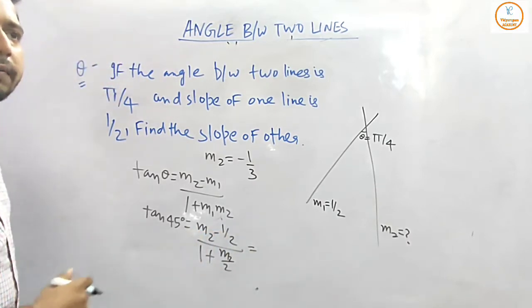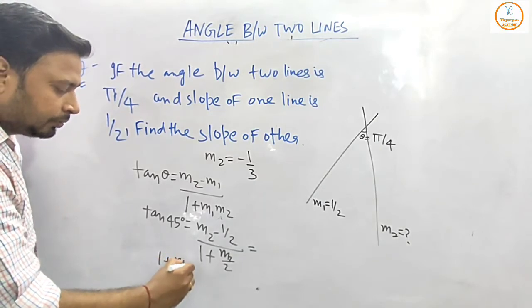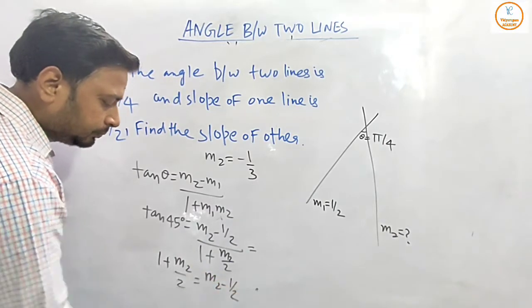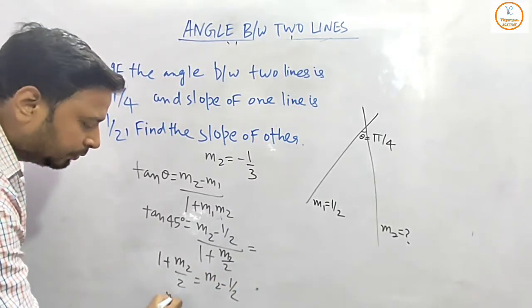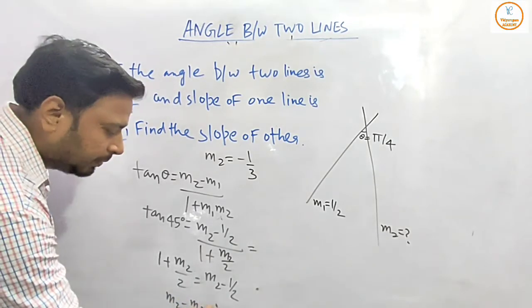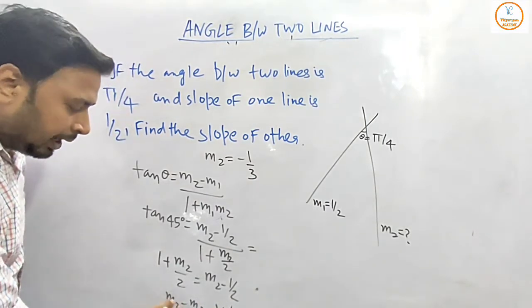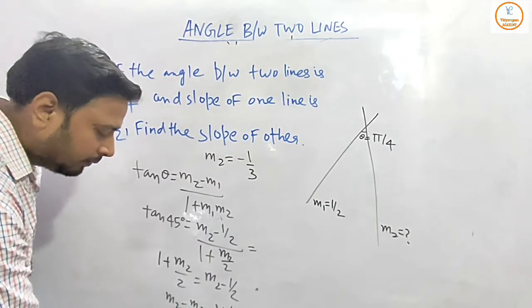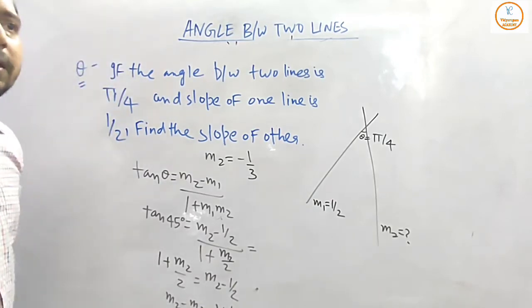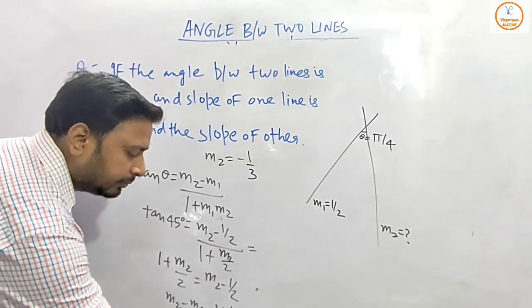Okay, what is the value of tan 45 degree? It is 1, no? So 1 plus m2 upon 2 is equal to m2 minus 1 by 2. Okay, so m2 minus m2 upon 2 is equal to 1 plus 1 by 2. So m2 minus m2 upon 2: 1 minus half is half, so m2 upon 2, and 1 plus 1 by 2 is 3 by 2. Okay, so m2 is equal to 3.